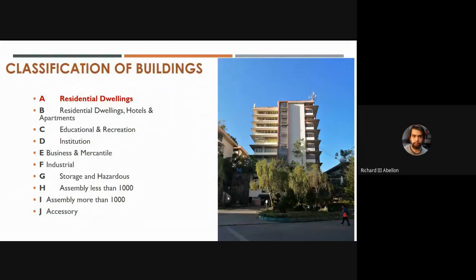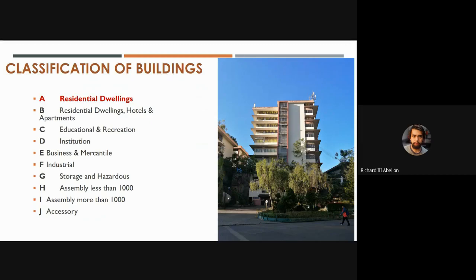Letter C, educational and recreational. Letter D is institution. Letter E is business and mercantile, mostly commercial buildings and anything that provides business. Letter F is industrial. Ito na yung mga factories, manufacturing areas. Yan. G, storage and hazardous type of buildings.